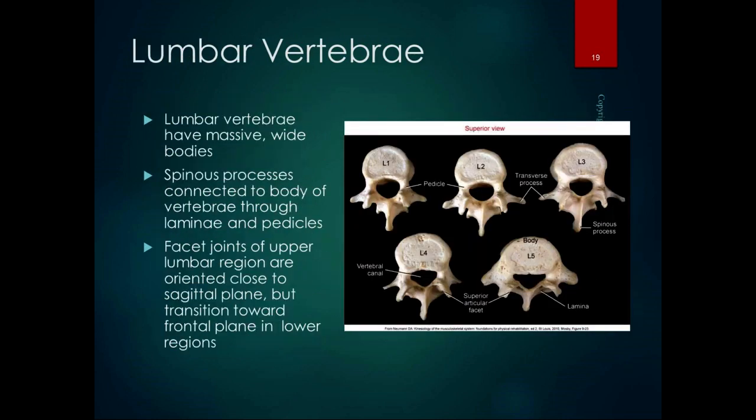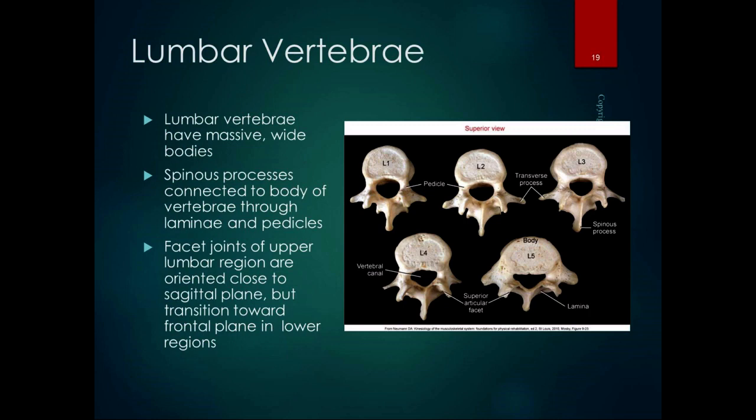The lumbar vertebra looks like a moose when you look at it from posteriorly. It has a wide, massive body. It's a major weight bearing for our spine. The spinous processes are connected to the body of the vertebrae through lamina and pedicles, just like all the other vertebrae. And the spinous processes are relatively blunt and small. The facet joints of the upper lumbar region are oriented close to the sagittal plane to favor the motion of flexion and extension, but they transition towards the frontal plane in the lower regions, and we'll talk about the implications of that in a minute.